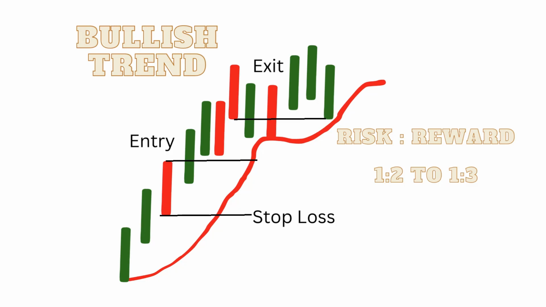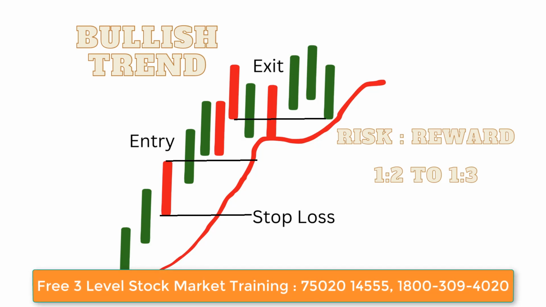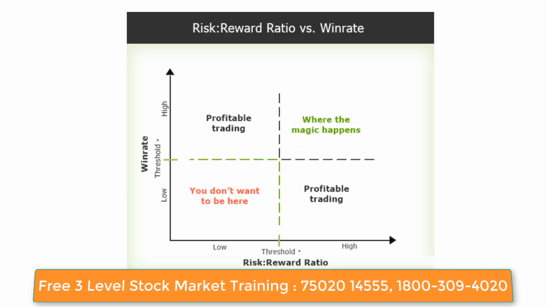The stop loss would be below the alert candle or a little below it according to your appetite. The exit should be at a point where the trend is reversing back to the 10 EMA. The risk to reward can be in the range of 1:2 to 1:5 and sometimes even greater if you know how to trail your stop loss.